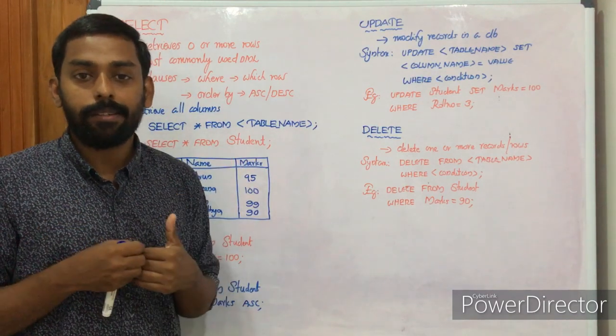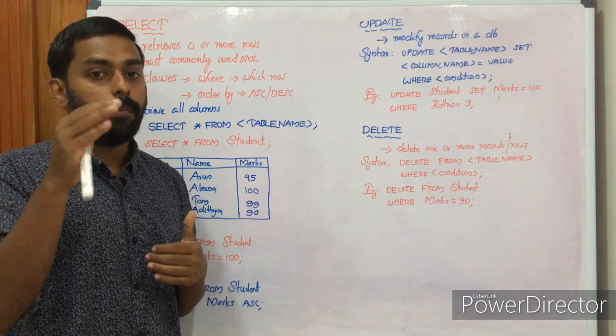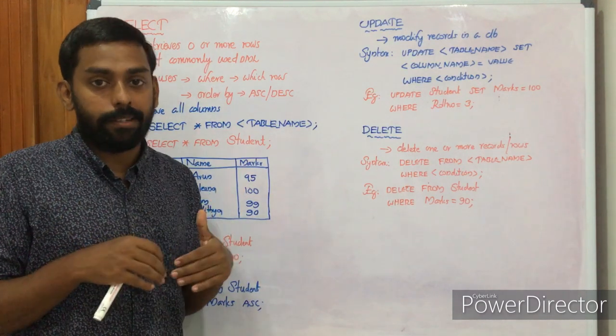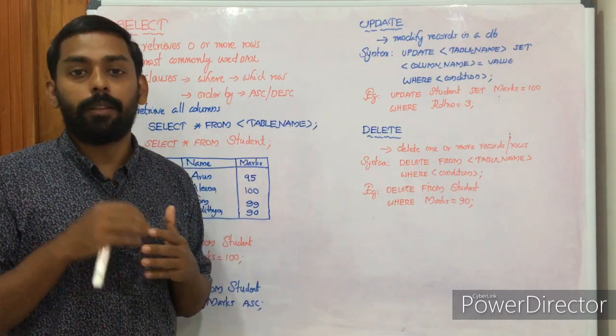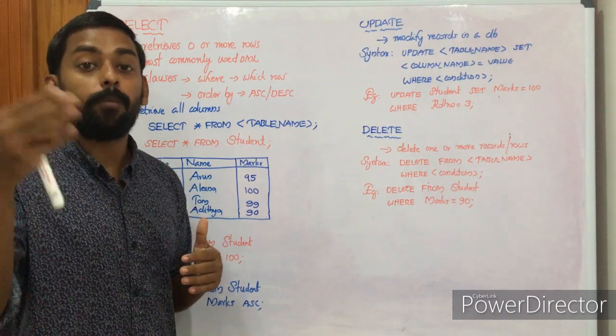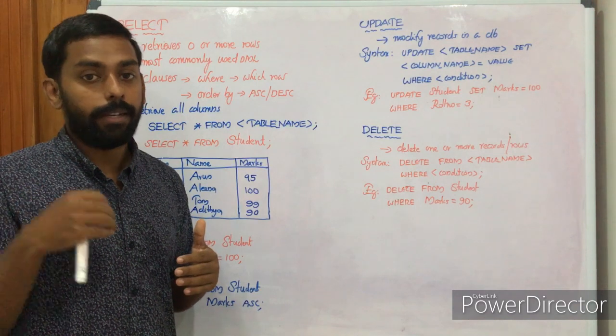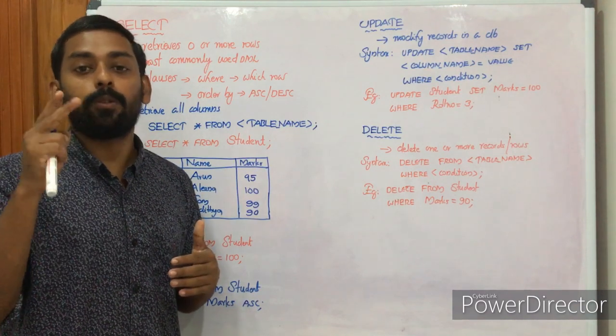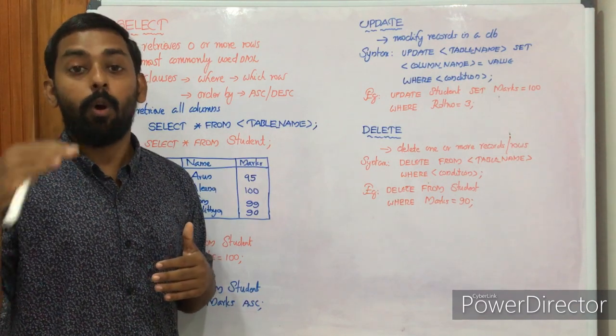And we have discussed DML commands in detail. The first is select. We know select is a DML command, the most commonly used DML command, and it is used to retrieve 0 or more rows from a table, right? And it can be used with 2 clauses, the where clause and the order by clause.